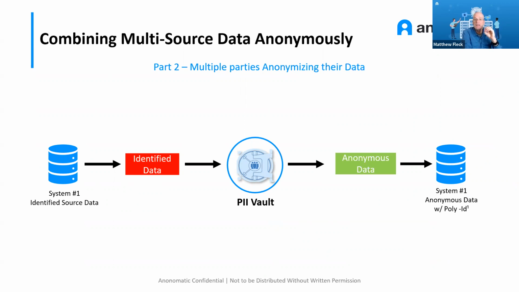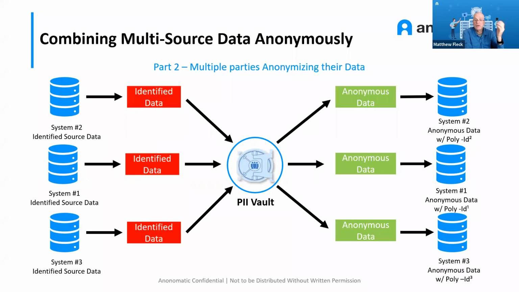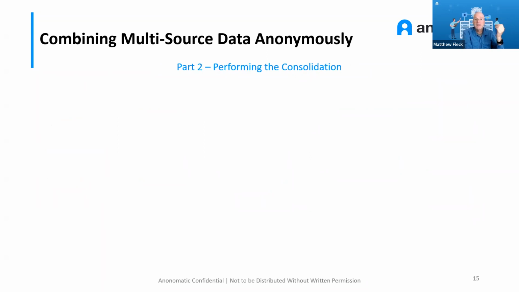Take, for example, when you need to combine data from multiple disparate sources. This flow on screen right now is the same flow that we just walked through. What the PII Vault enables is that you can add a second or a third or 20 more data flows, all using the exact same process to de-identify their data. In this example, the data from each source is de-identified and tagged with their own unique poly ID for each individual. So the question is, how do you use this data when there's no common value to link them? That's where the PII Vault comes in again.